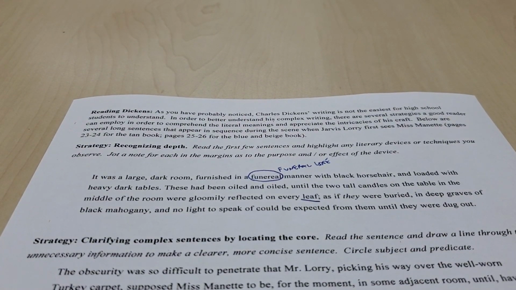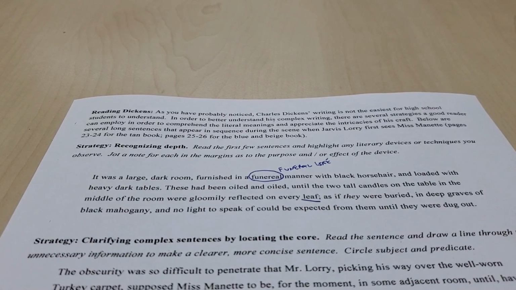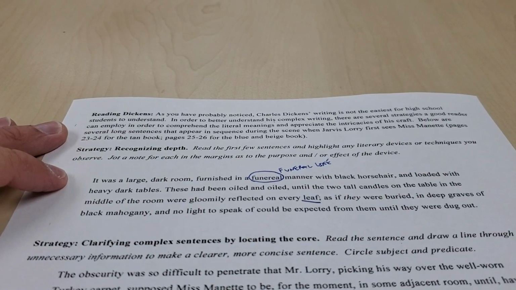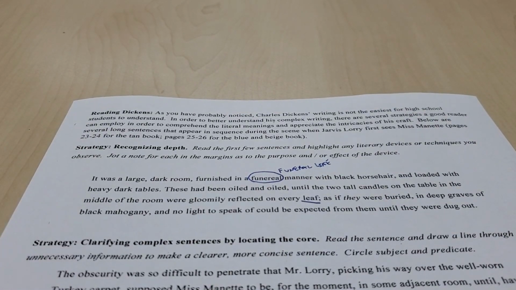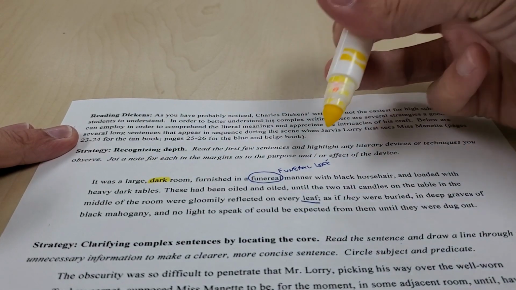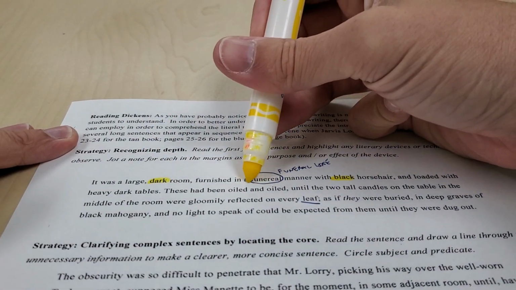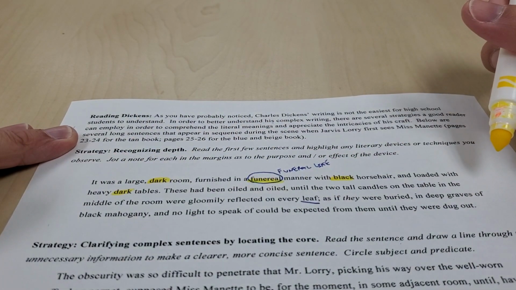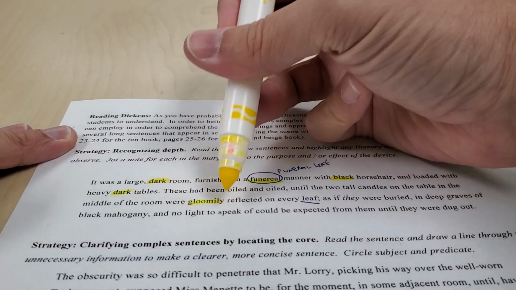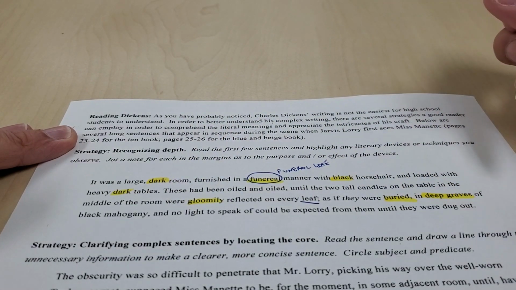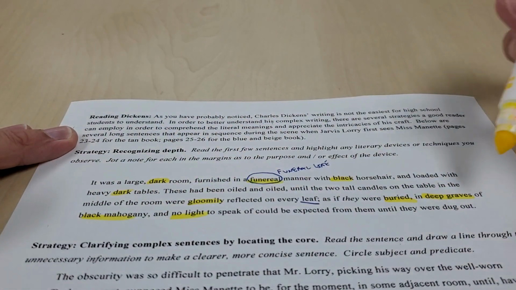Another observation that usually people come up with is they notice the presence of gloomy, dark language. Just to highlight for us words that emphasize that darkness, we've got dark, we have black horsehair, we have the funereal manner, we have heavy dark tables, gloomily, buried, deep graves, black mahogany, no light.